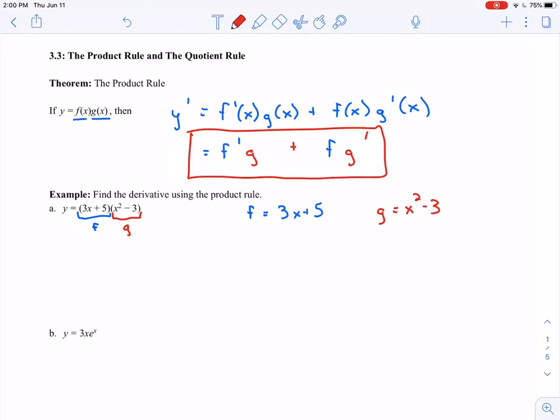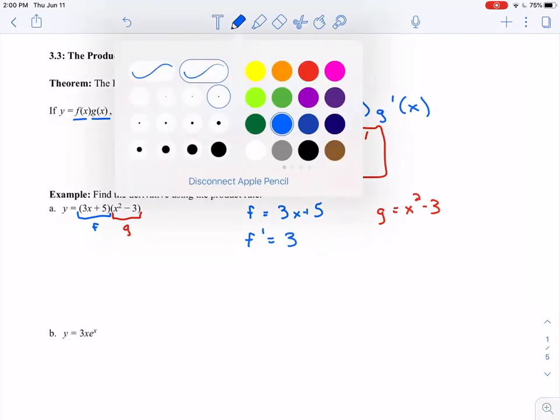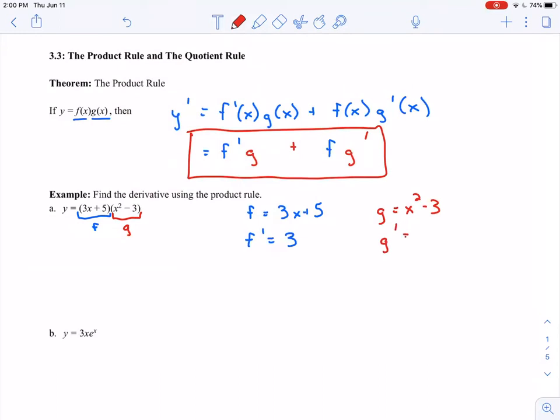So I need to know for my product rule here, f prime and g prime as well. So I'm going to go find each of those. So f prime is just the derivative of 3x plus 5, which in this case is just 3. And g prime here, the derivative of x squared minus 3, that would just be 2x.